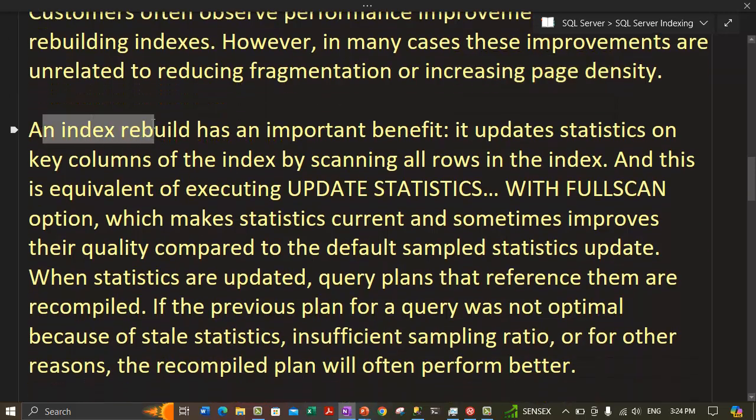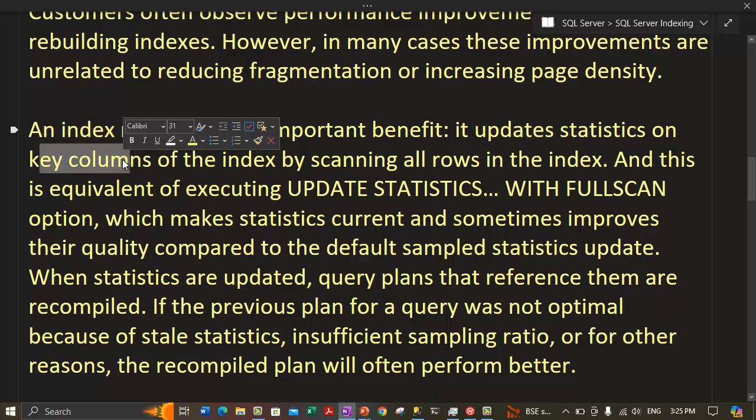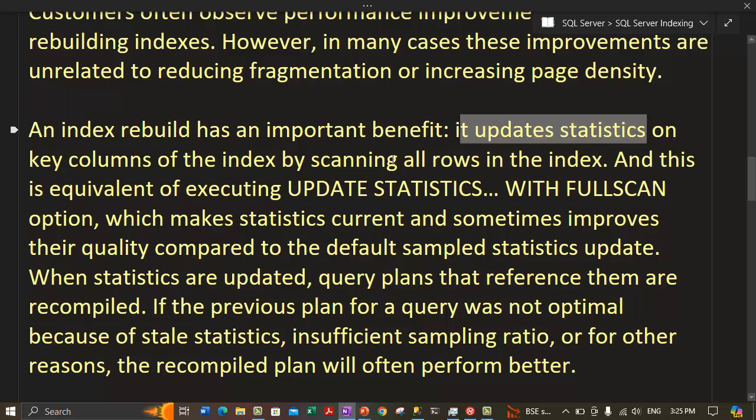Now, whenever we do an index rebuild operation, it has an important benefit. In addition to reducing the fragmentation and increasing the page density, the index rebuild operation also updates the statistics on the key columns. Key columns are something like where the primary key is defined or any other keys are defined on which the index is built. So the index rebuild process also updates the statistics on those key columns of the index.